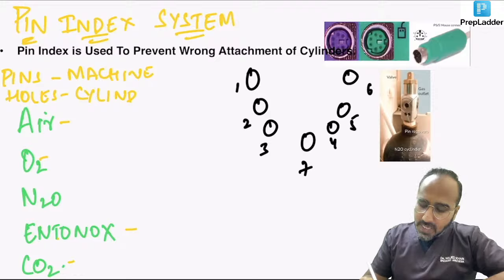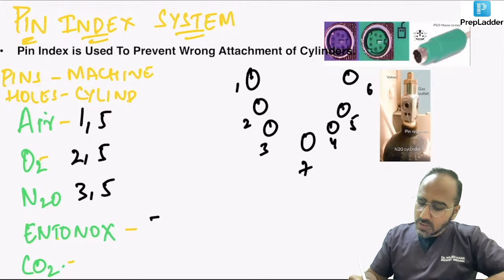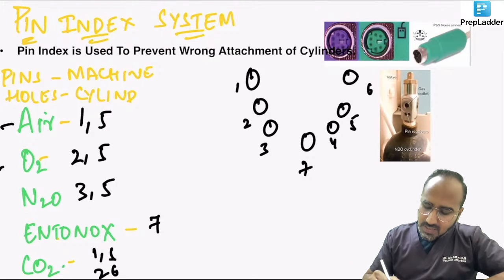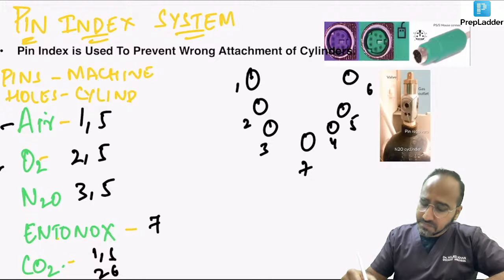Air is given a pin index system of 1 and 5. It fits in the first and fifth port. Oxygen 2 and 5. Nitrous 3 and 5. Entonox pin index system is 7. Carbon dioxide is 1 6 or 2 6. Now guys, these four gases you can easily remember. Just look over here, guys.